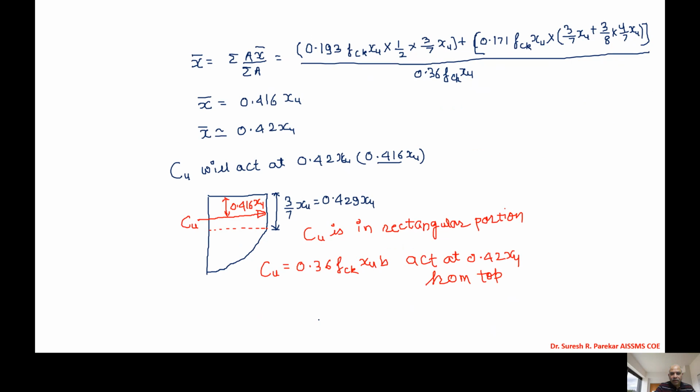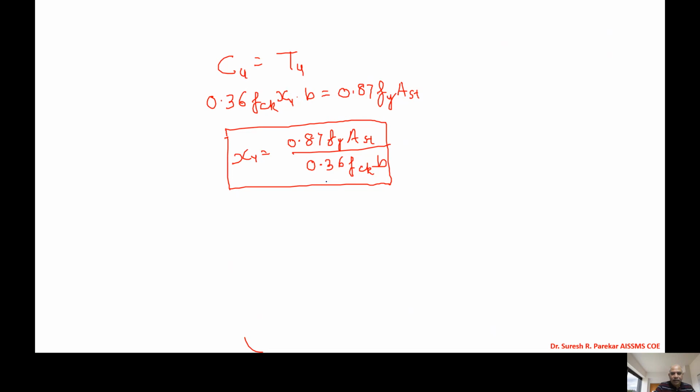Then it will act at 0.42 Xu from top, and we have seen it is in a rectangular part. We have seen we have depth of rectangular part is 0.429 Xu. And we have this value, that is 0.416 Xu. So this is less than the depth of rectangular section. So Cu will act in rectangular part.